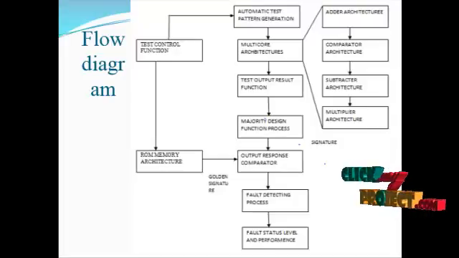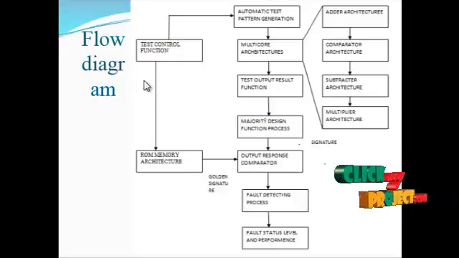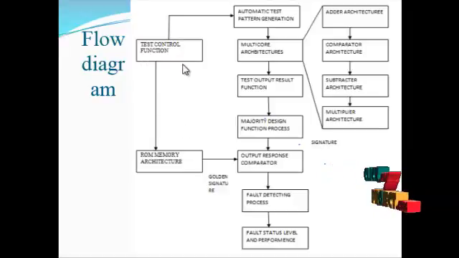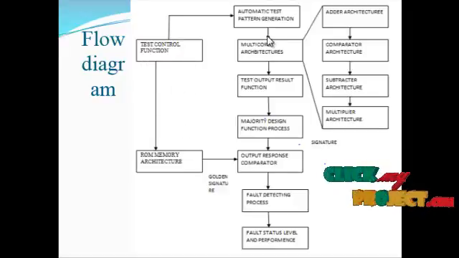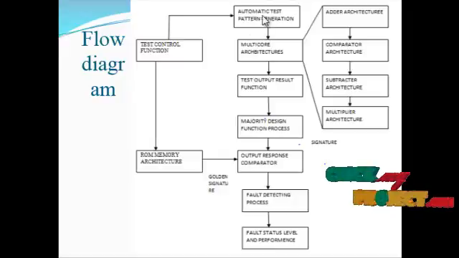Let us see the flow of our project. First, in our project we have to implement two phases. The first one is the test control function and the second one is the ROM memory architecture. In the test control function we have to implement automatic test pattern generation, that is, we don't give any input pattern, so the automatic test pattern is generated using the LFSR function.